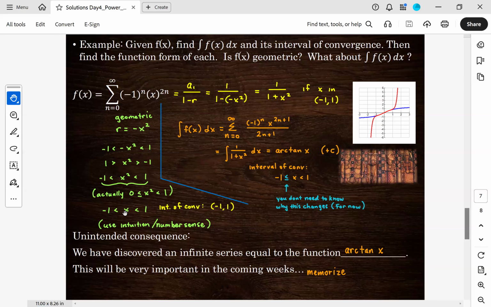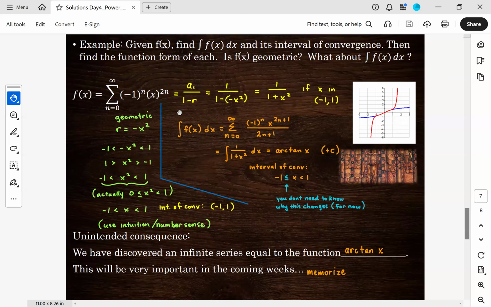What type of numbers would I be able to square and end up with the result between 0 and 1? Well, it ends up still being all the numbers between negative 1 and 1. Those are the numbers that you could square and have a result less than 1. We should kind of just know that already. But if that's new to you, now you see it. So our interval of convergence for this thing is going to be from negative 1 to 1.